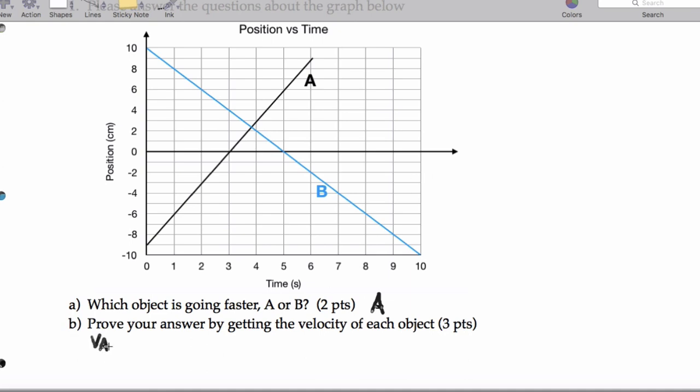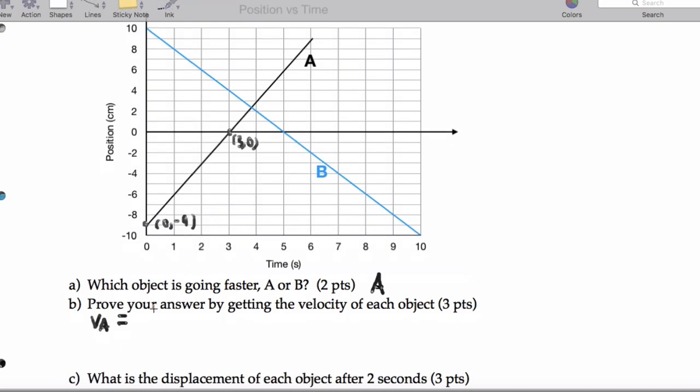So for VA, I'm going to use 2 points. At 3 seconds A is at the 0 mark, and at 0 seconds it's at the -9 mark. So let's get its velocity as 0 minus -9, that's the rise, over the run, which is 3 minus 0, and that gets me a velocity of 3 centimeters per second.